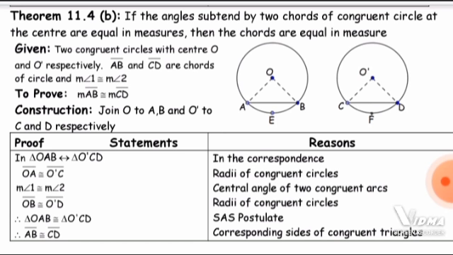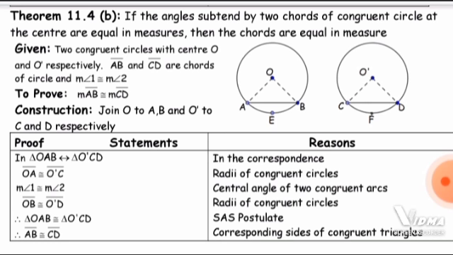So that means we have to prove that chord AB is subtended by angle 1 and chord CD is subtended by angle 2. Okay. Now in the construction we have to make the two triangles. For that we join center O with A and B, and in the other circle, center O prime with C and D. Now moving towards the proof.